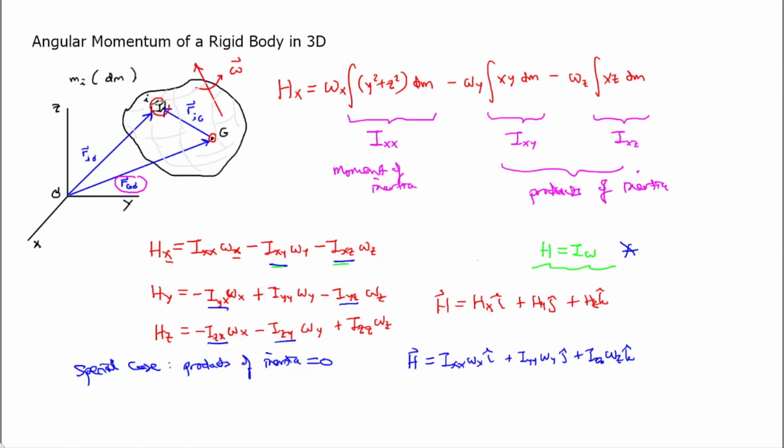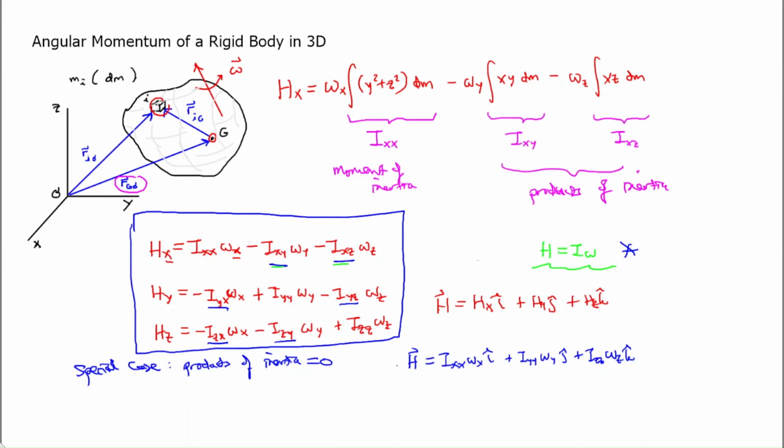So I am going to leave it here and just once again remind you that our result in general are these three components for this h vector, and then if you happen to have the special case where the products of inertia are equal to 0, it looks a little simpler.